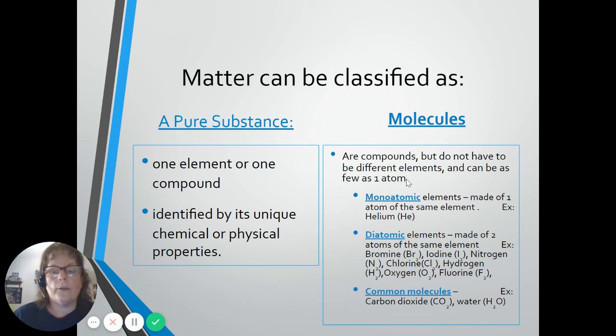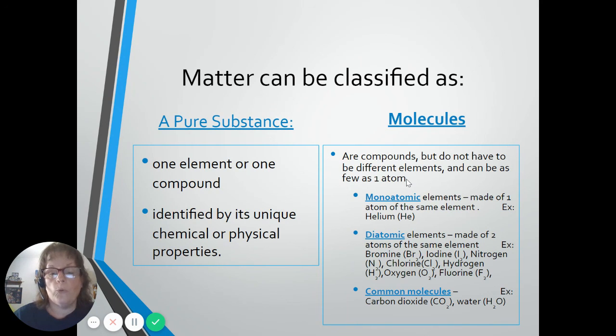So it can be even expressed as just one atom. If you look, there are some examples there. You have a monoatomic element, you have a diatomic element, and then you have some common molecules down at the bottom. Mono means one. So this means it's made out of only one element. I've given you an example. It's just helium. You can see the symbol there for helium, just one helium. That would be monoatomic, one atom of an element.